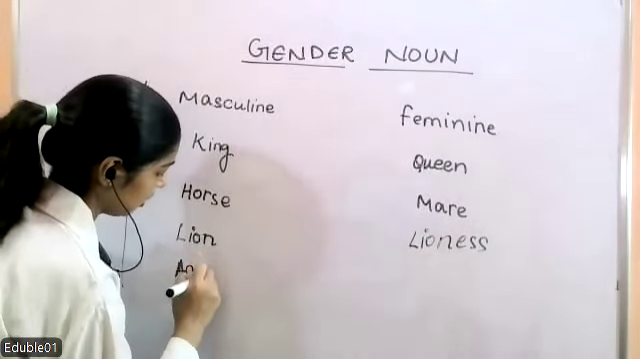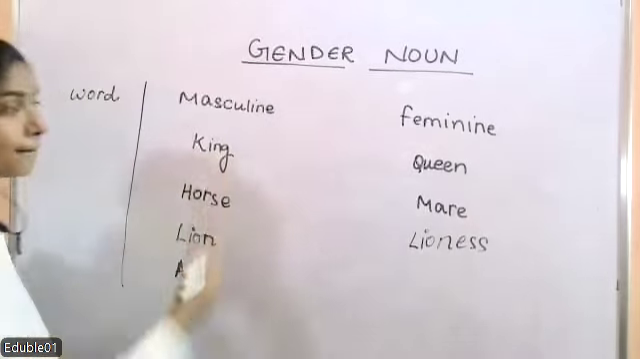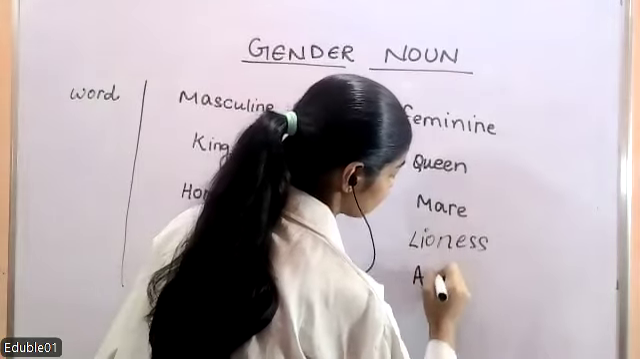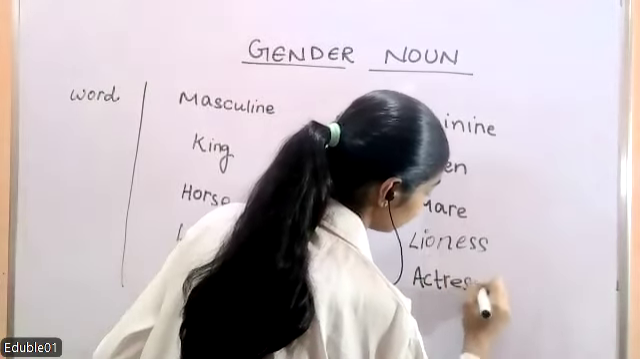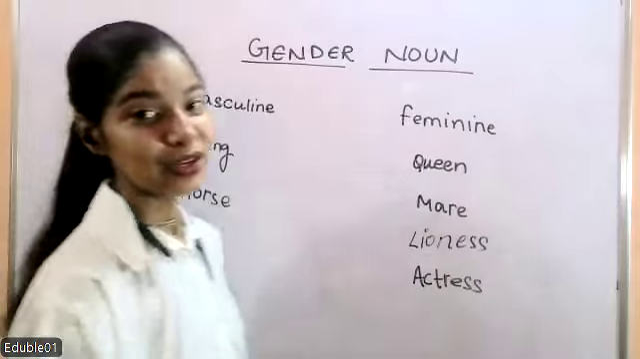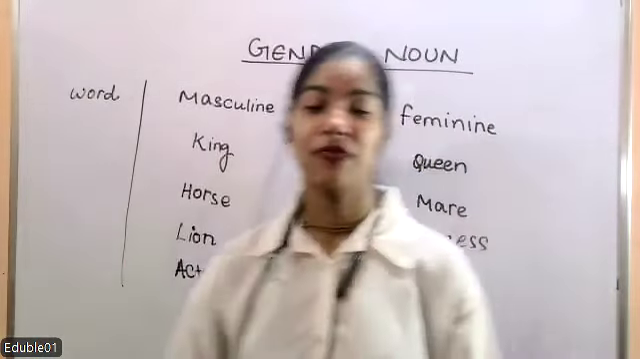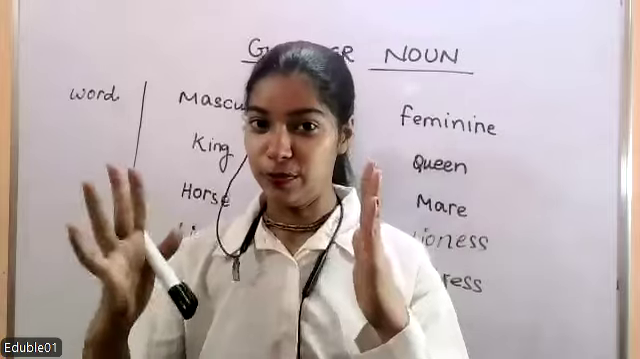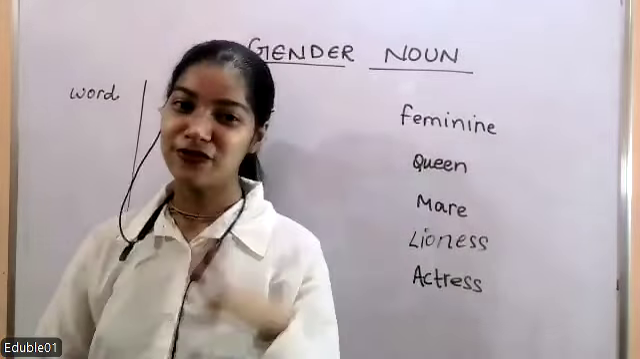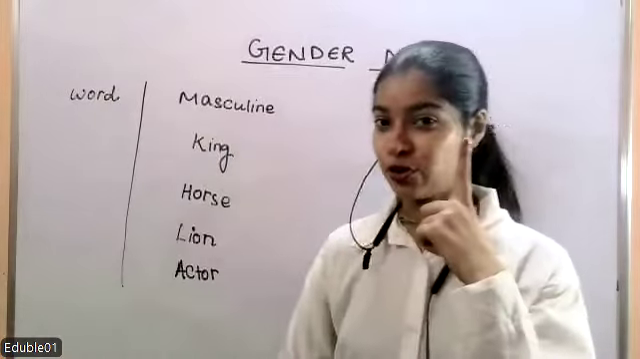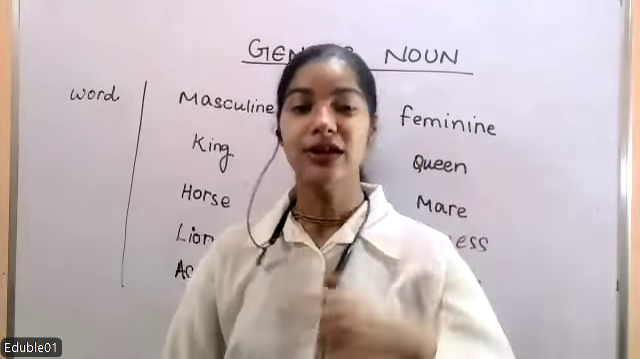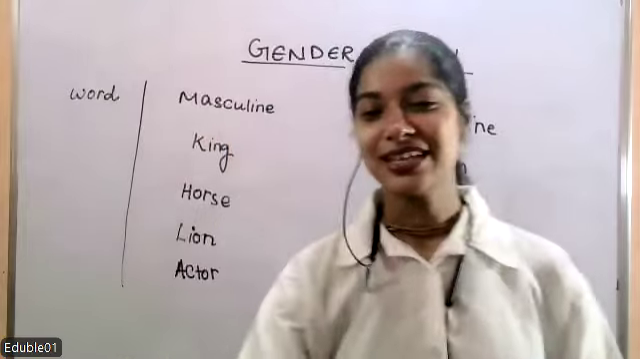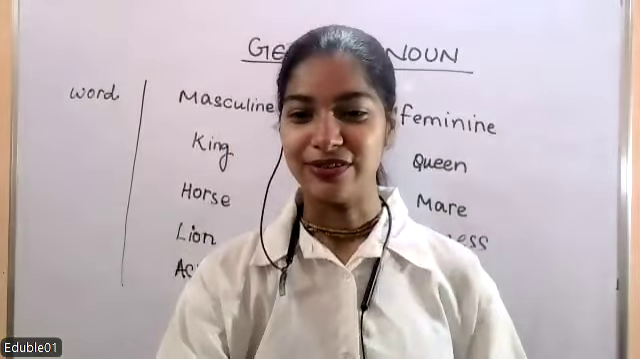Let's take one more example. Actor. Actor is a masculine noun, but actress is a feminine noun. So these are some nouns which we have differentiated between masculine and feminine. We have learned till now four types of nouns. One is common noun, other is proper, next is masculine, and then feminine. So now let's learn more types of noun.